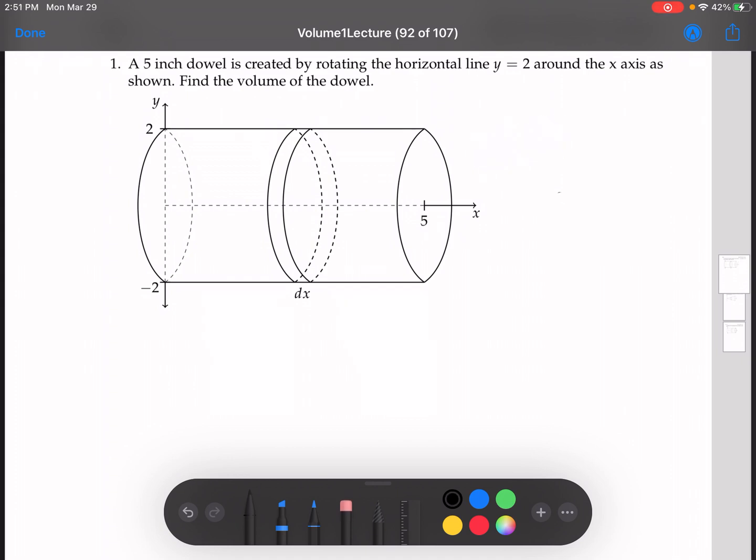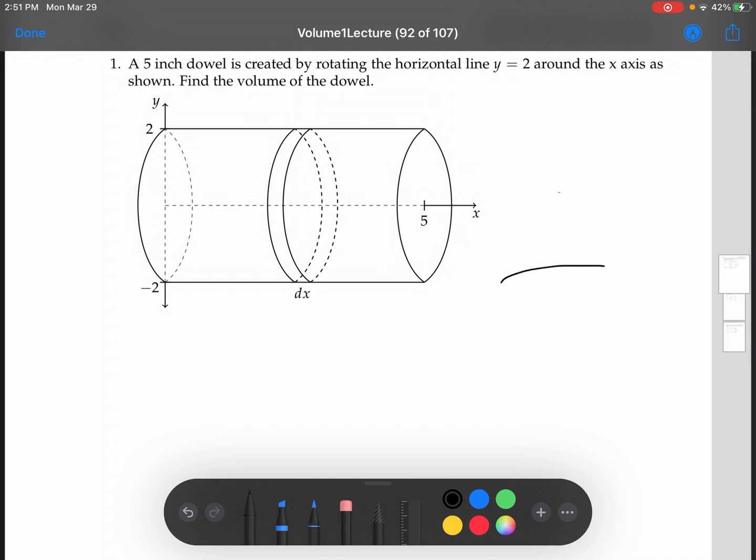Now, in this example, I want to connect concepts that you've probably learned in a previous class to calculus. This will help you in your homework when you get to problems where you can't use non-calculus methods to solve them. So the concept that you've probably seen before is how to find the volume of a cylinder.